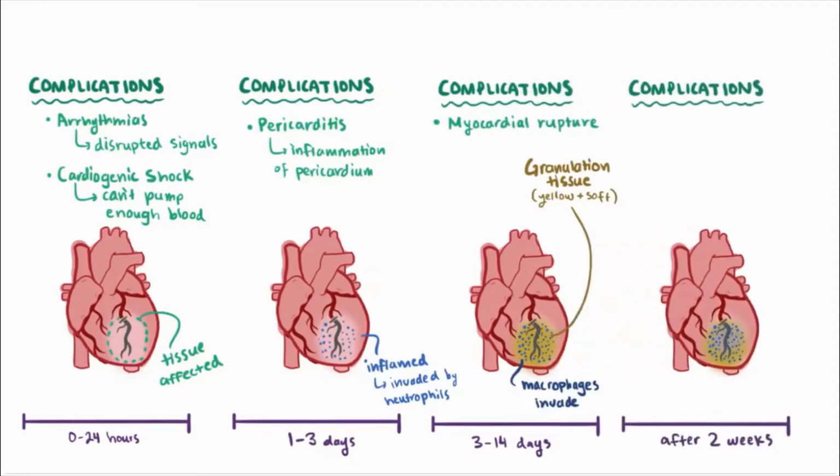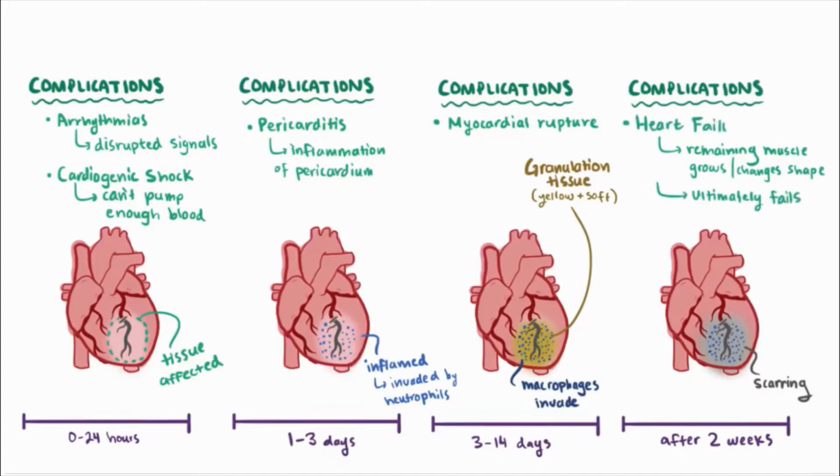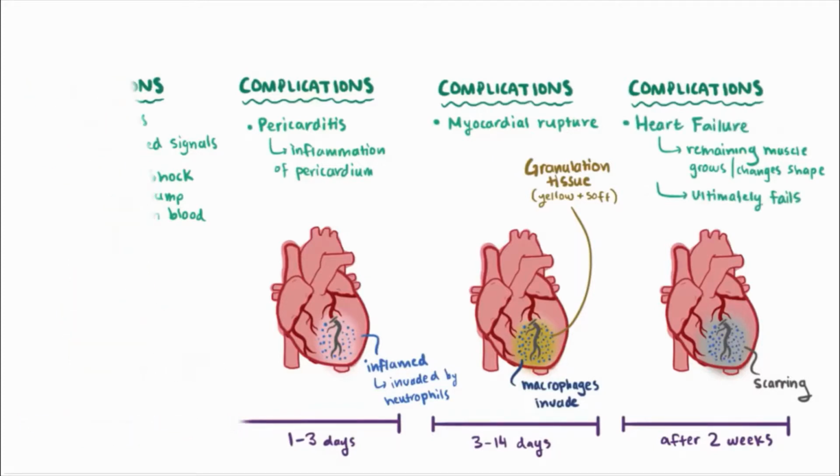After 2 weeks to several months, the cardiac tissue scarring process finishes, and the resulting tissue is grayish-white in color. Since the scar tissue doesn't help pump blood, over time the remaining heart muscle can grow and change in shape to try to compensate for these lost cells and pump harder, which eventually fails, leading to heart failure.